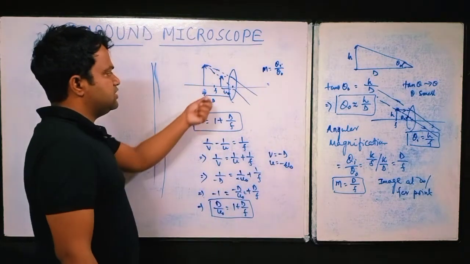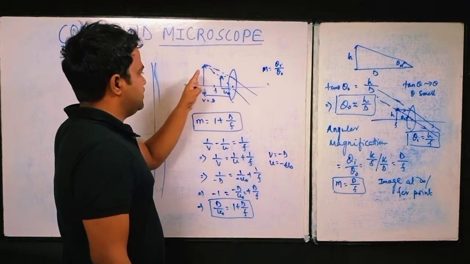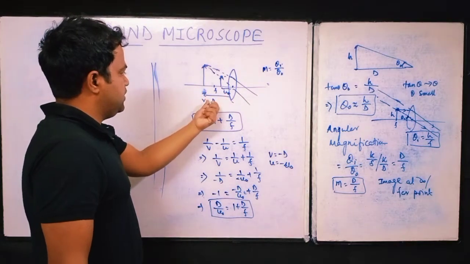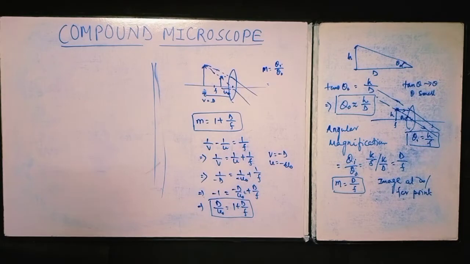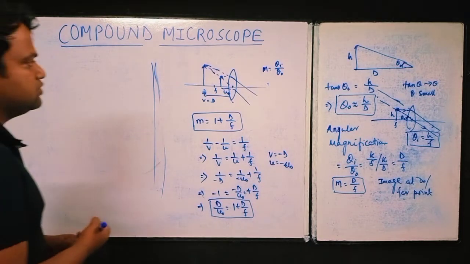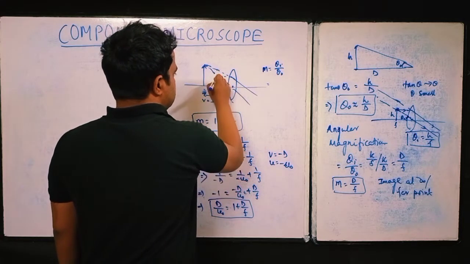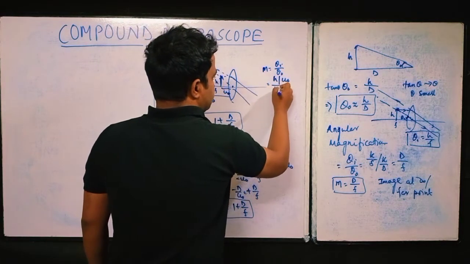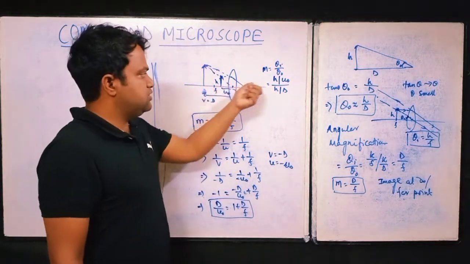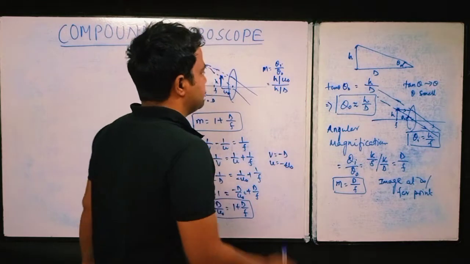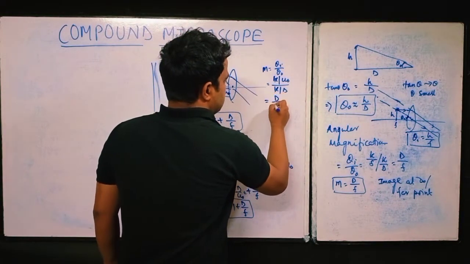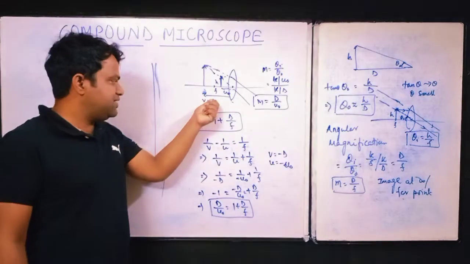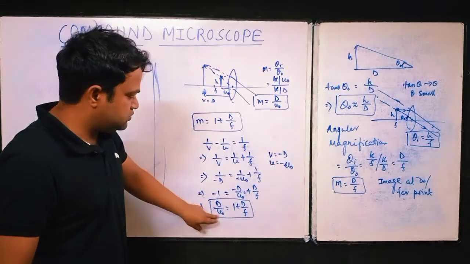So theta I is the image that you are getting, that is H by U0, theta I equal to your H by U0, same right, tan theta. So this is H by U0 divided by theta 0, which is H by D. Theta 0 is the angular size without lens, that is H by D. So H H cancelled, so it will be D by U0. So D by U0 is the magnification when the image is formed at D, right? So this D by U0 also is 1 plus D by F.